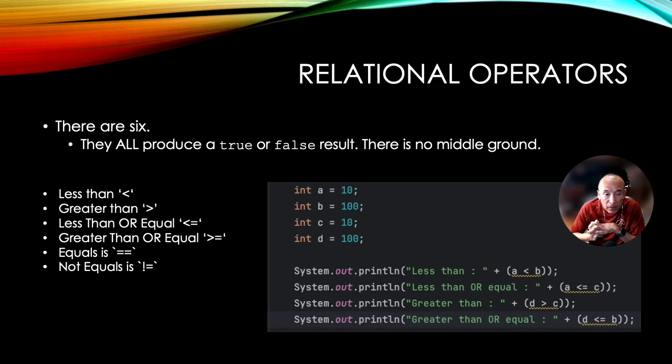When you want to compare if two are the same, this is not assignment, this is testing equality, it's equals equals. And to test that it's not equal, it's the bang equals. You have seen this in other languages and other syntax. It's all the same. These all produce a boolean result of true or false. There's no middle ground.